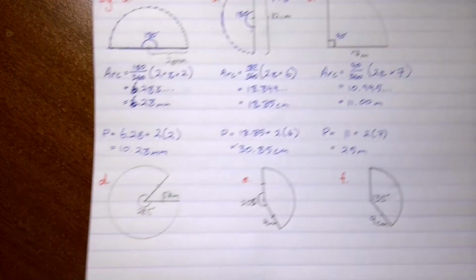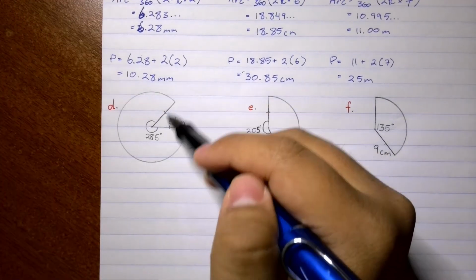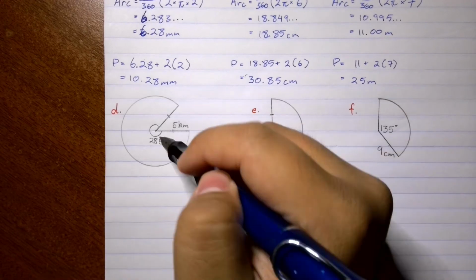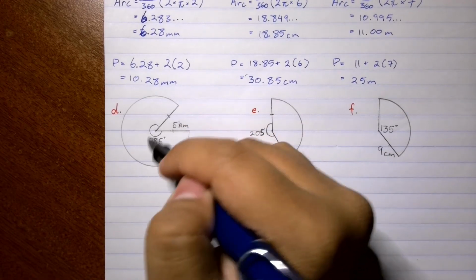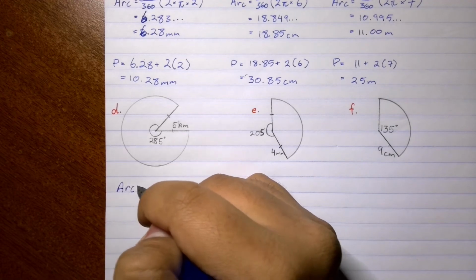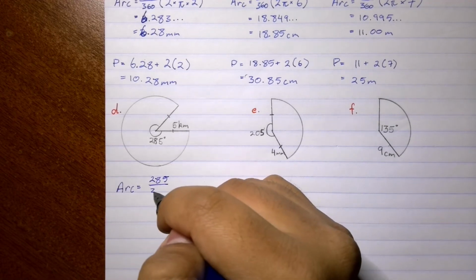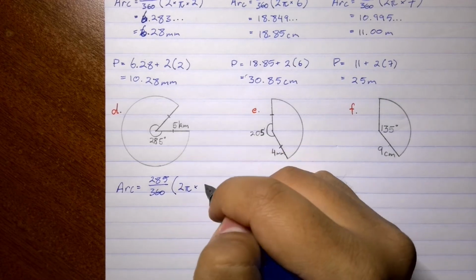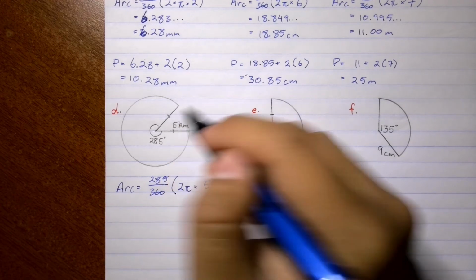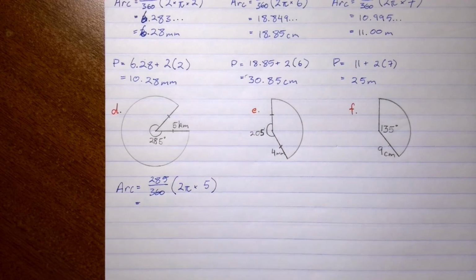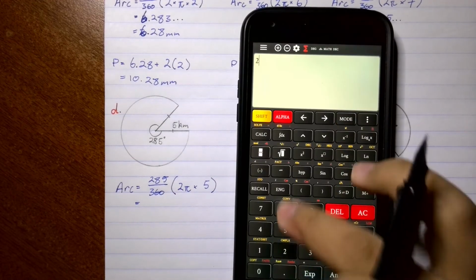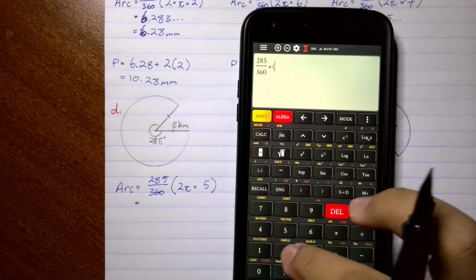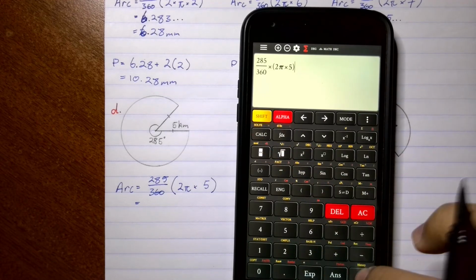Moving right along. Here we are. Even though this doesn't look like a pizza slice, it is still a sector of a circle where the angle on the inside is 285. So we get the arc length being 285 over 360 times 2 pi multiplied by 5, since the radius there is given as 5. Once again, calculator this. 285 over 360 times 2 pi by 5.